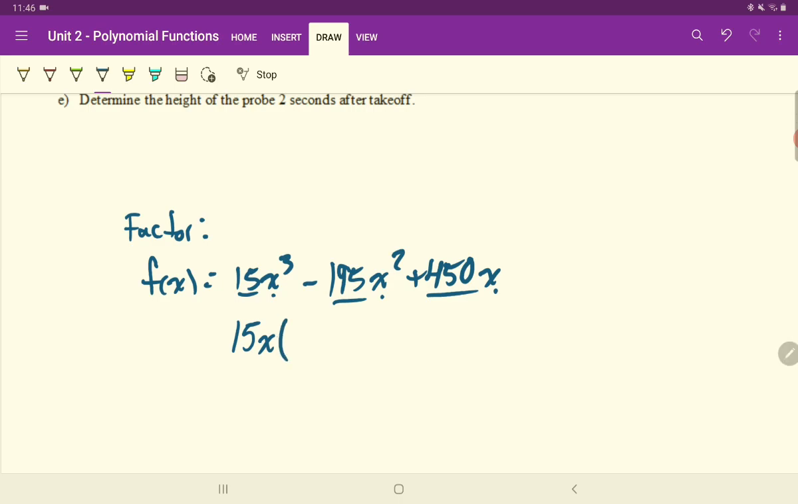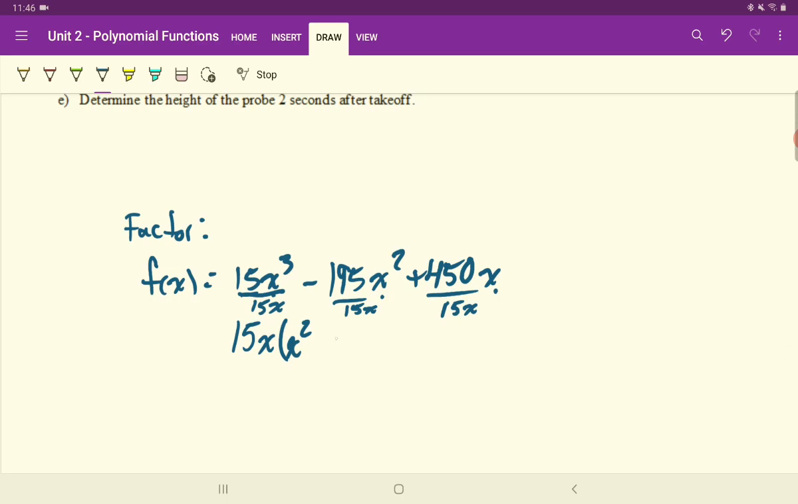So let's open up a bracket. Let's divide by 15x for each term. What are we left with? Well, 15x cubed divided by 15x is simply x squared. Now, 195 divided by 15 is what?